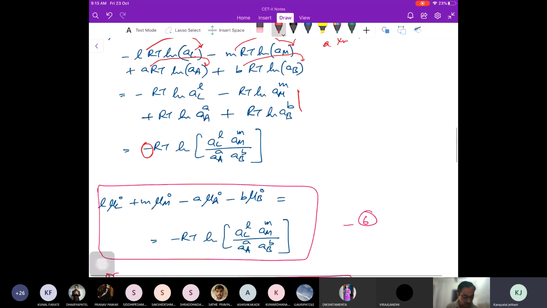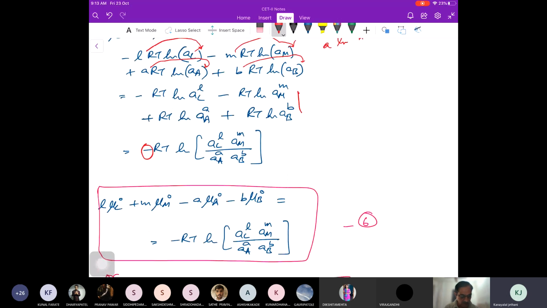Okay, so if there are no questions, what you get ultimately is l into mu L0 plus m into mu M0 minus a into mu A0 minus b into mu B0 is equal to minus RT ln of a L to the power of l, a M to the power of m, divided by a A to the power of a and a B to the power of b. Equation 6.